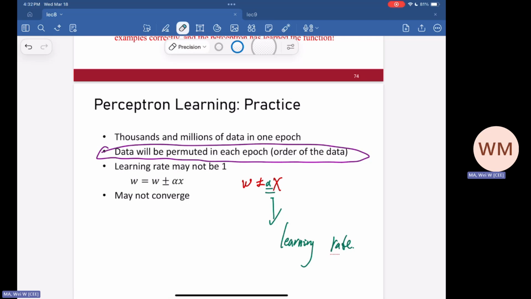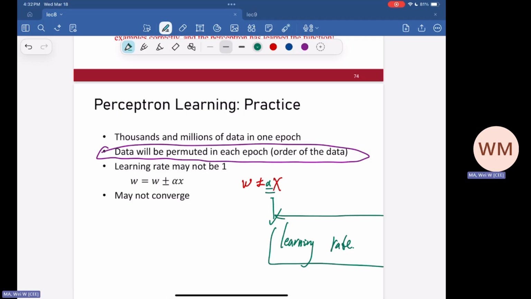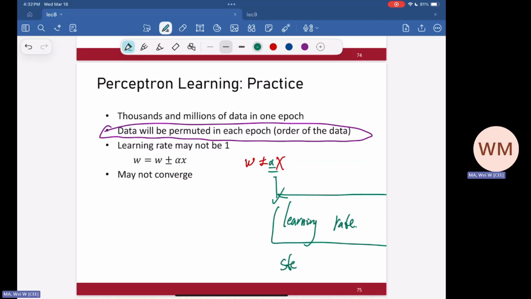In machine learning, I don't know why, but people like to call this a learning rate. In optimization, people usually call this a step size. So in different domains, people give different names to the same thing, depending on which community you are in. Maybe you read a paper from optimization, they call this step size. You read a paper from AI, then they call this a learning rate.